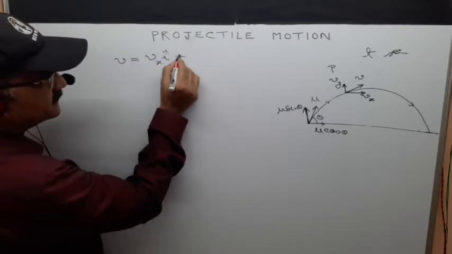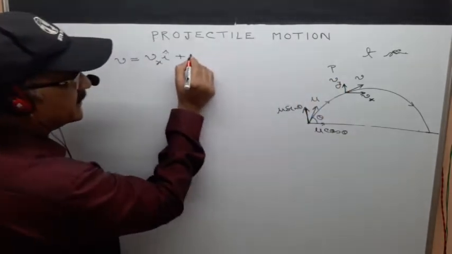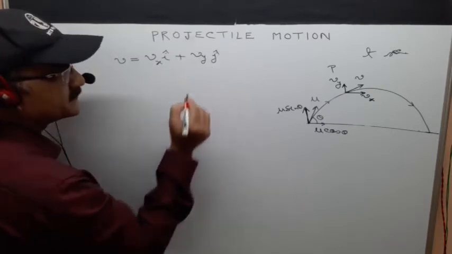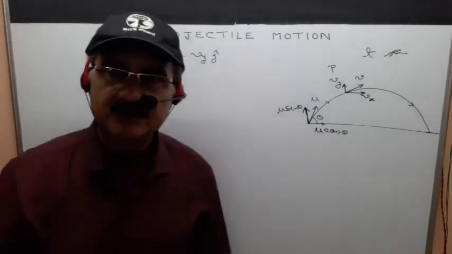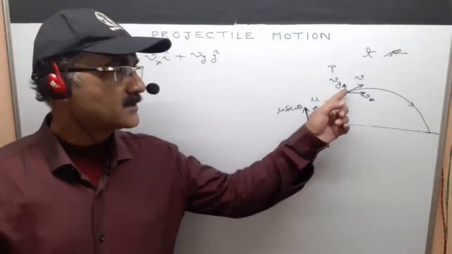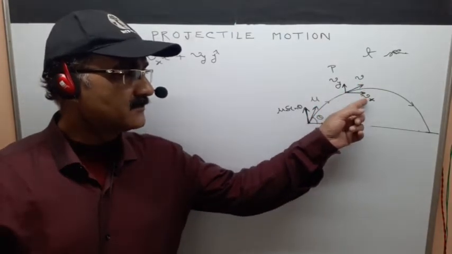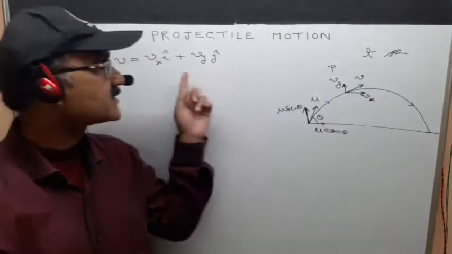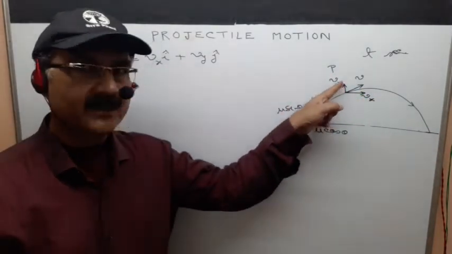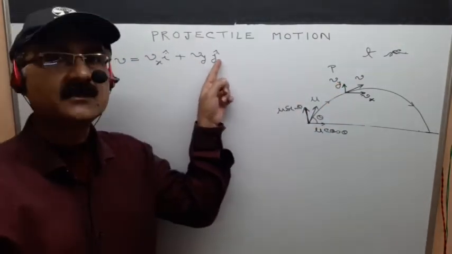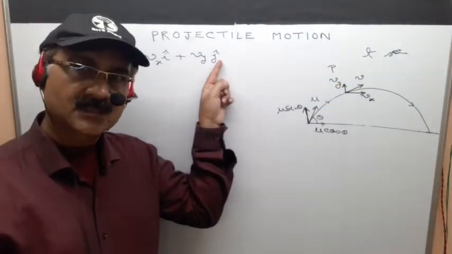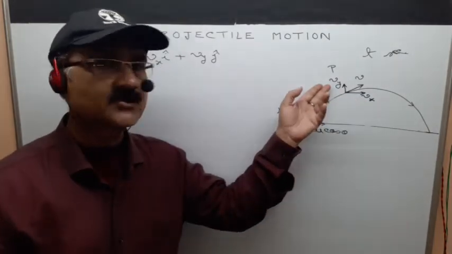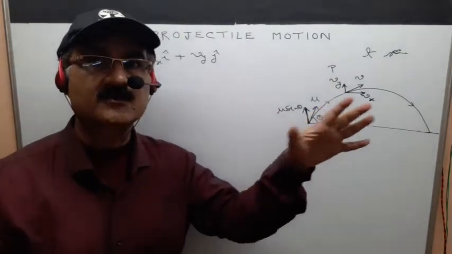Now at this point the velocity is v, so we can write v is equal to vx i cap plus vy j cap, because we have divided v into vx and vy. This is along the x direction, so vx i cap. This is along the y direction, so vy j cap. Clear? So let's find out how much vx is and how much vy is. Let's find expressions for them.